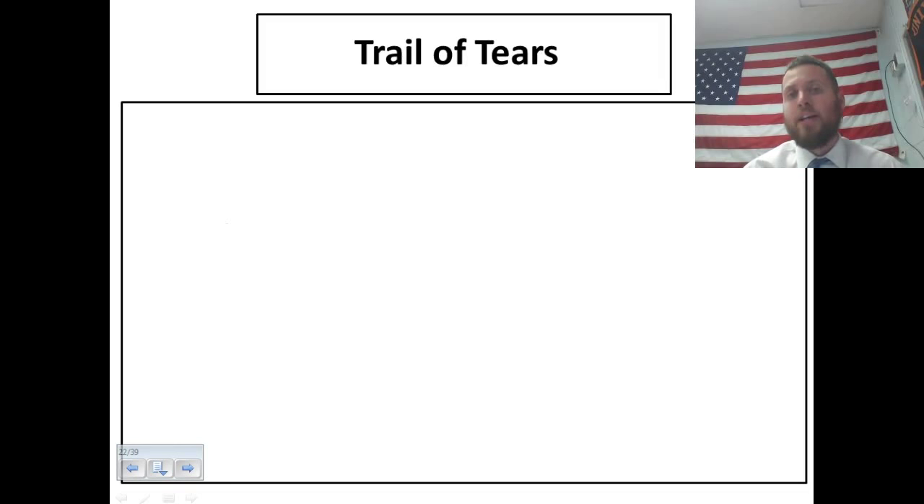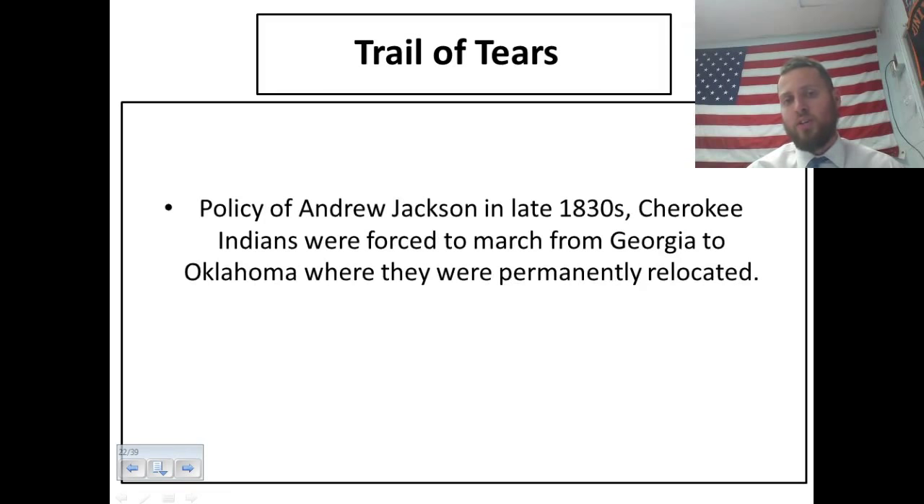Let's do another one. Trail of Tears. This is the policy of Andrew Jackson in the 1830s, that Cherokee Indians were forced to march from Georgia to Oklahoma, and that's where they were permanently relocated. All right, so this is about the policy of the Cherokee Indians who were forced to march from Georgia to Oklahoma, from the East Coast to the western part of the United States' territory, and that's where they were permanently relocated. A terrible stain on Andrew Jackson's presidency.